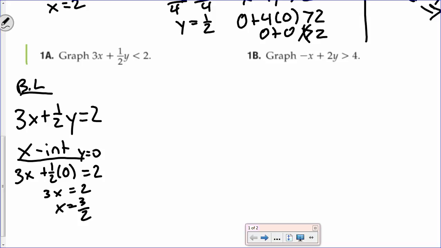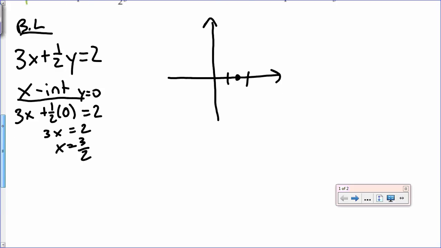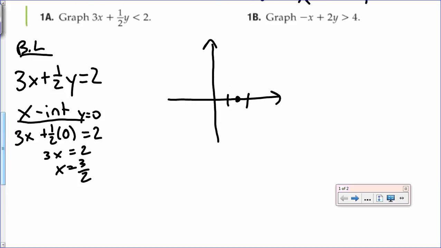So that's our x-intercept, and we can graph that on a coordinate plane. Now we need to find the y-intercept. Let me extend this page here, got a little more room. And find the y-intercept. That is when x equals 0.